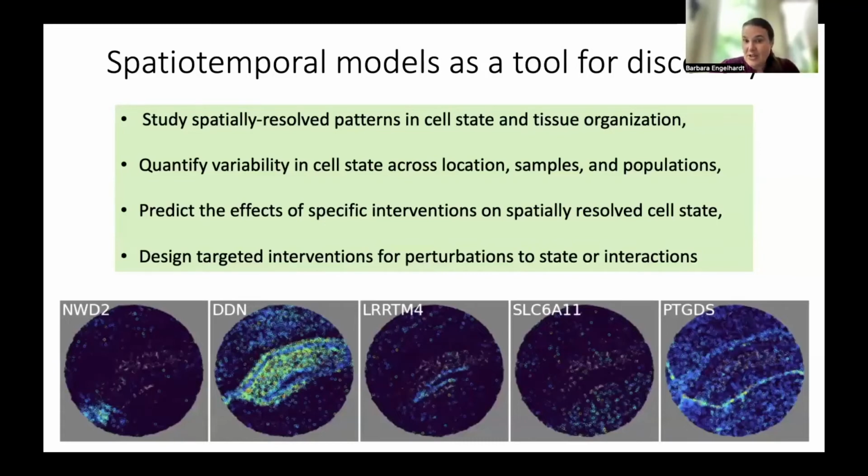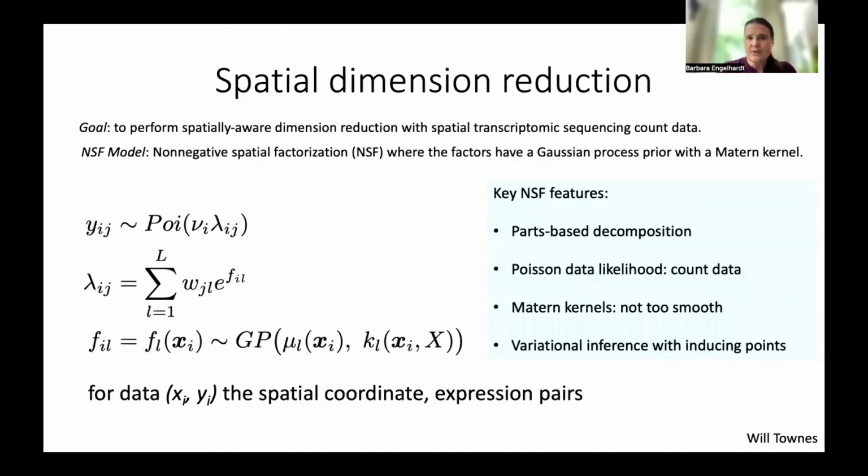Three is to predict the effects of specific interventions on spatially resolved cell state. I'm going to tell you about that in number four, and these are going to be very fast, I apologize. And number five, think about designing targeted interventions for perturbations to state or interactions. I'm not going to tell you about that, but that's ongoing work in collaboration with Alex Marson's group at Gladstone Institutes.